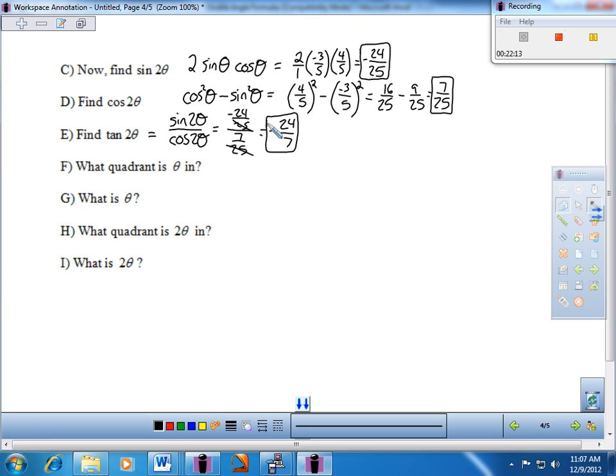Perfect. So we have our ratios now really working out nicely for us. So that would be doubling the angle, and those would be the trig components that go with it. The primaries, of course, sine, cosine, and tangent.